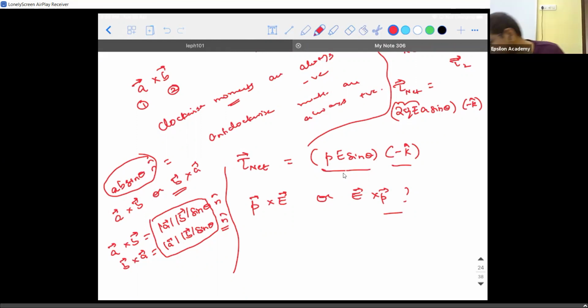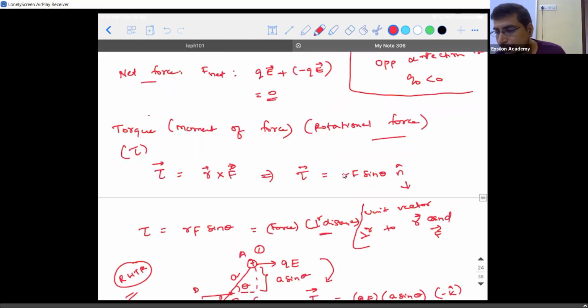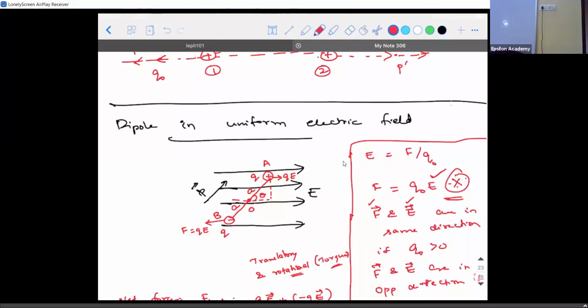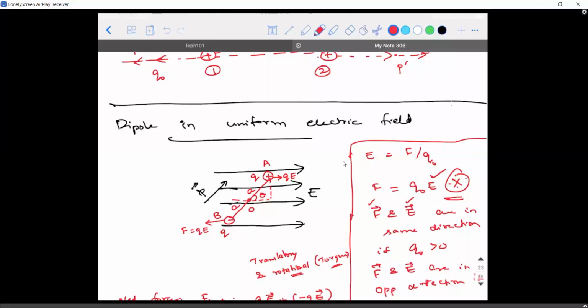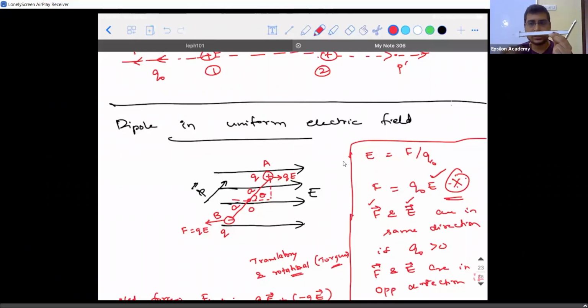Let's visualize it. Now I'm going to go to the basic diagram. If I look at the diagram I have, the horizontal vector represents what? I have two vectors in my hand. What are they? Dipole moment and electric field.